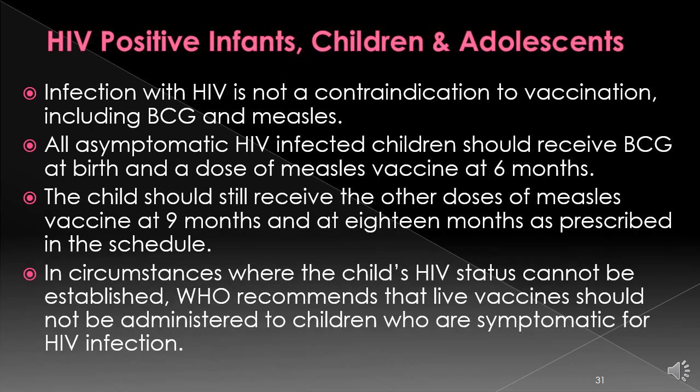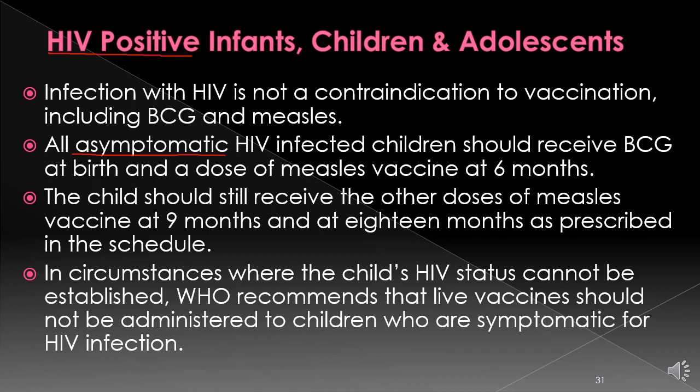What about those children who are HIV exposed? They are HIV infected. What do we do about them? Number one is to remember that HIV infection is not a contraindication to vaccination, including the live attenuated vaccines. It is only those children who are symptomatic that should not receive the live attenuated vaccine. So we are saying that all children, even if they are HIV positive, but they are asymptomatic, they should receive their due vaccines according to their age, whether those vaccines are listed as live attenuated or not, because they are not symptomatic. It means their immune system is not compromised.